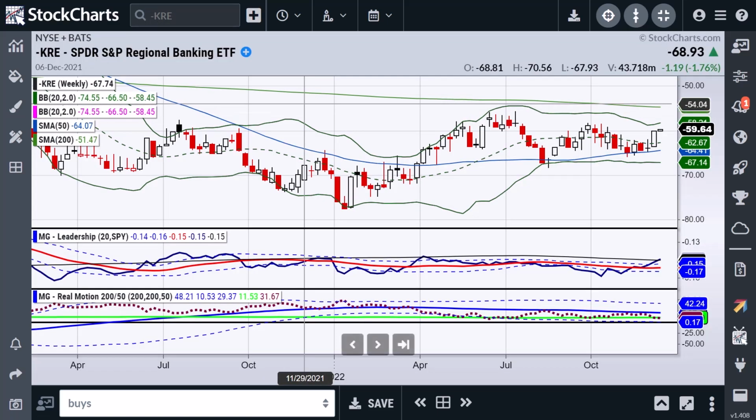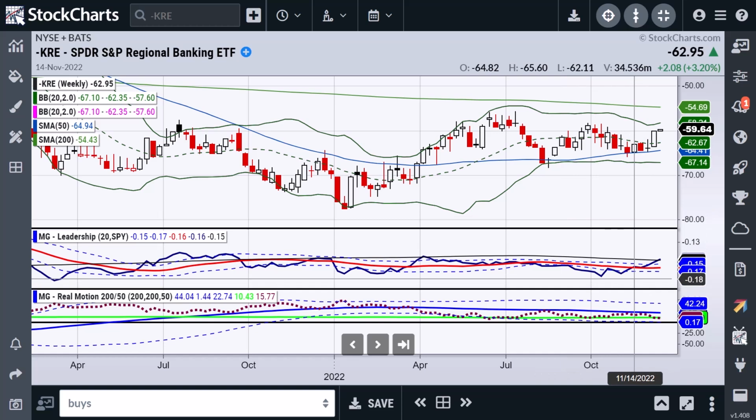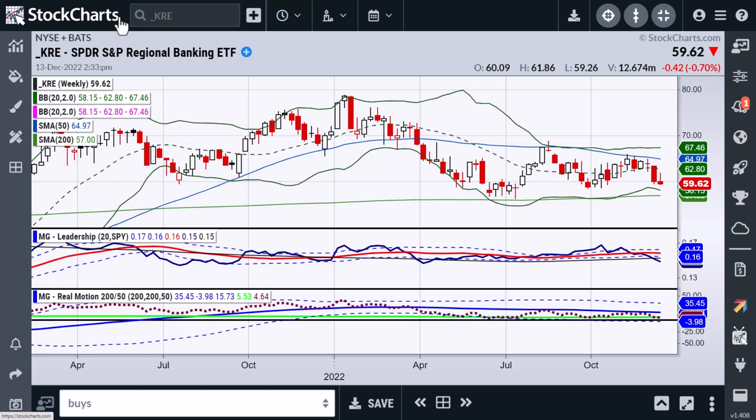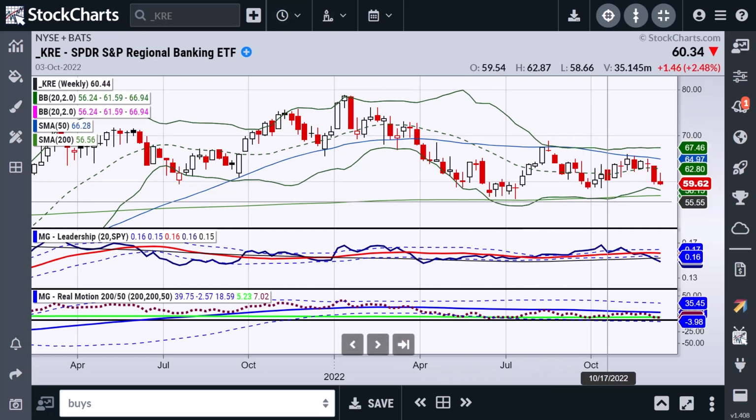As I said, I was very concerned about this. This is not the right symbol. And the last one here that we're going to take a look at is KRE, the regional banks one. So again, you can see where that 57 is very clear here.